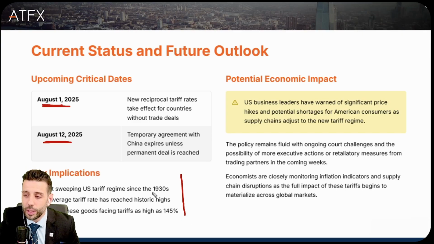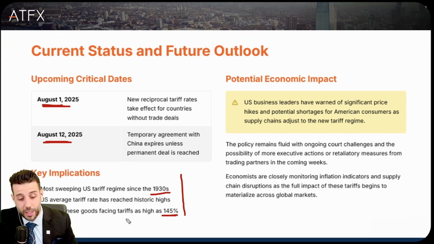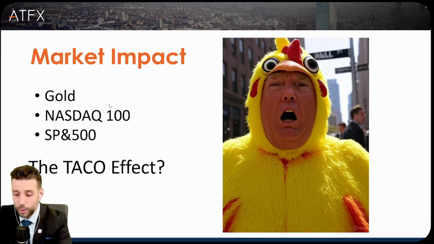Certain interesting points: the most sweeping US tariff regime since the 1930s. The average tariff in the United States is now higher than since the Second World War, 1946, I believe. That was the number. Some Chinese goods are facing tariffs as high as 145%, which is unsustainable in the medium and long term. It's going to be a disaster for both economies, the US economy and the Chinese economy. So let's see how it's also affecting the chart.